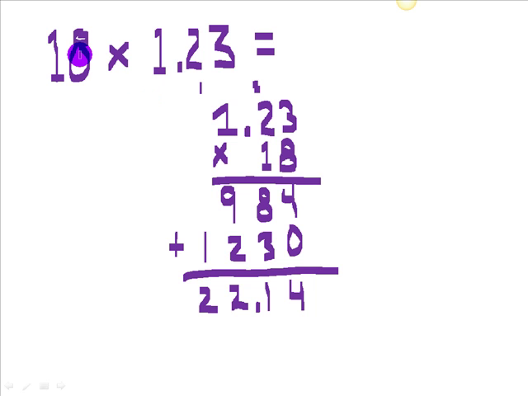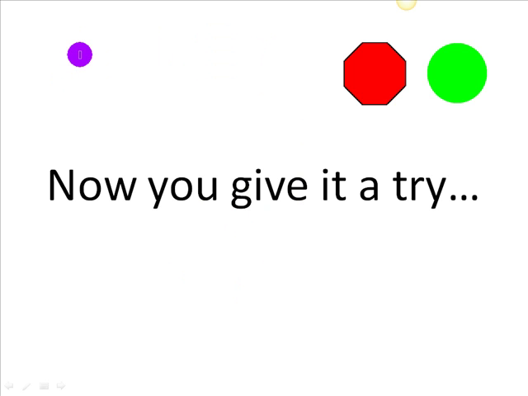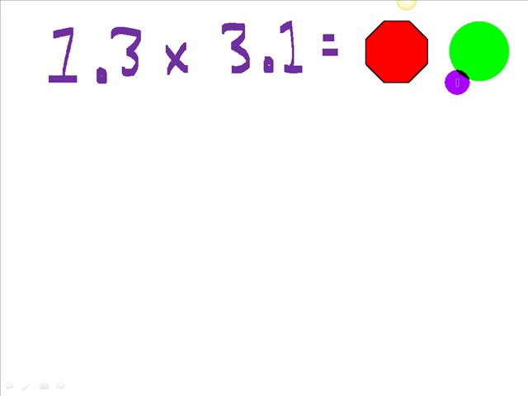A little larger than 18, but not by a whole lot. It's not double 18, so that's correct. Okay, now you give it a try. If you're watching this on YouTube, I'll show you the problem. You can click on the stop sign and try to work it out. Once you've got it worked out, click on the go sign, and you'll see it worked out. So you can check and say, hey, how am I doing? All right, 1.3 times 3.1. Click on the stop sign. Give it a try. All right, let's see how you did. Well, first I need to line stuff up.